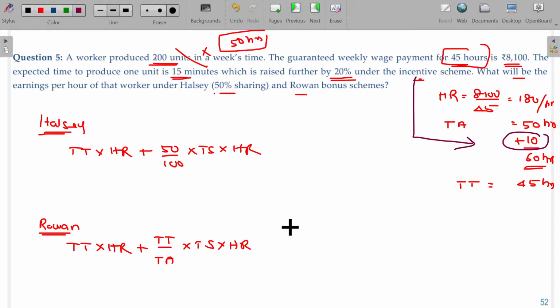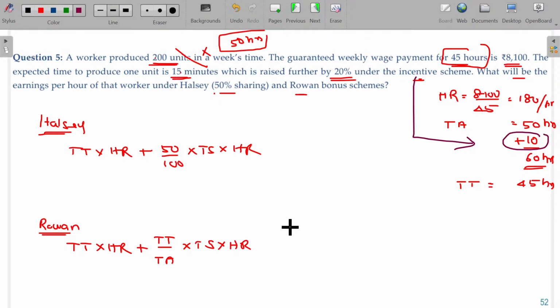Time incentive, this will be named as time incentive. Time incentive means to finish the work you need to take at least 50 hours, but I am giving another 10 hours extra. Rupee incentive, you know that. If you finish much ahead, 100 rupees salary is inflated to 120. Here time incentive is given. You will be given not 15 minutes, you will be given 18 minutes for manufacturing 1 unit.